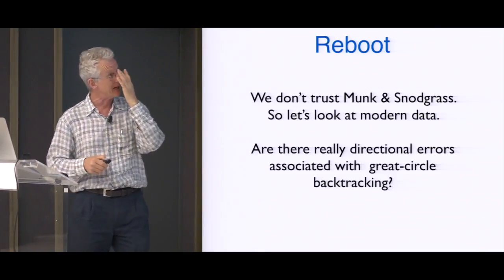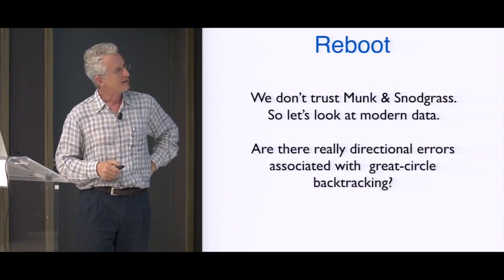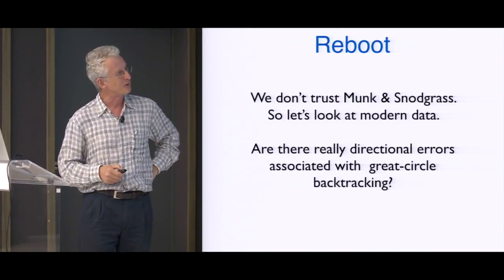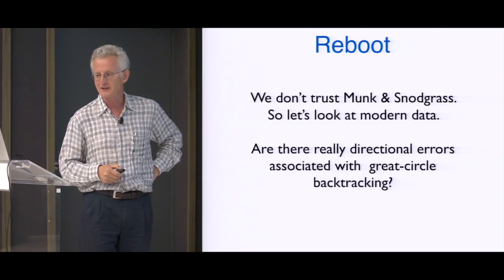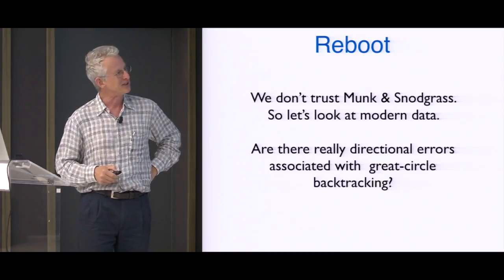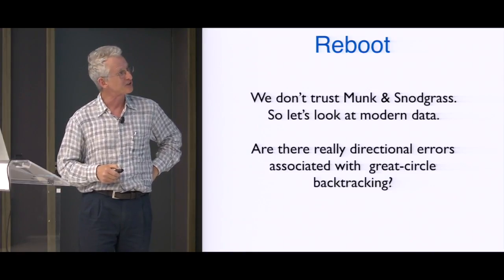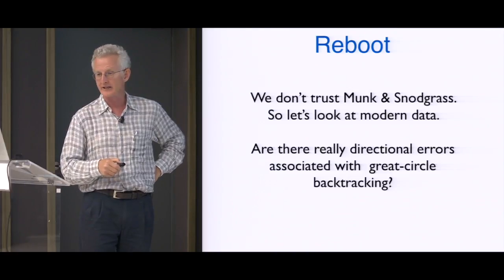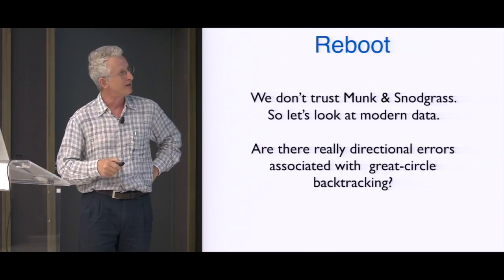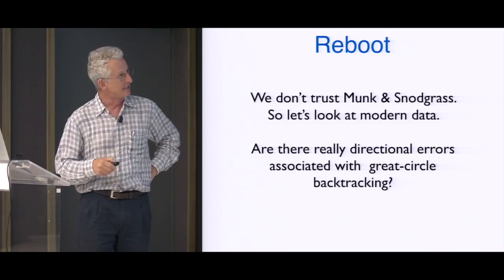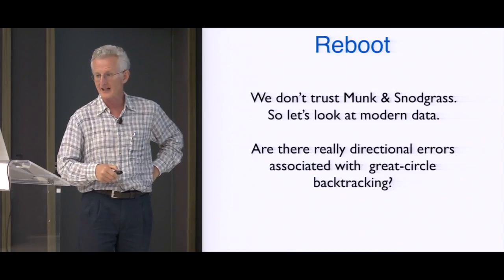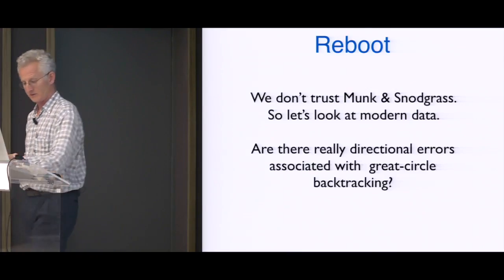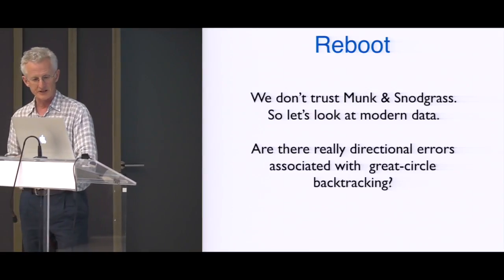So that was the situation. When Basile came to Scripps as a postdoc, I think Walter Munk had been brooding on this since 1957. So that was 60 years of agonizing about this problem. And he suggested that we should really look at modern data and try to redo this. It's much easier now because, as you'll see, there's a free source of data. We're going to look at modern data and ask, are there really directional errors associated with great circle backtracking of wave observations?